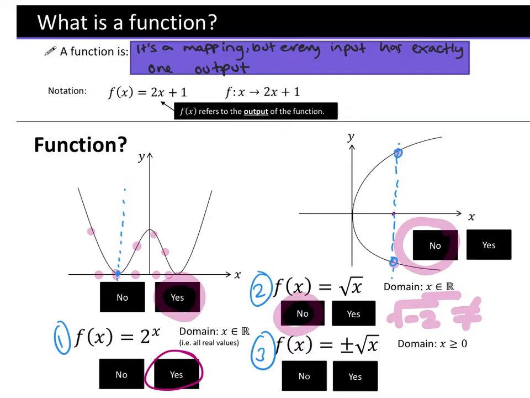Okay, the last one is not a function, because if we did f of 9, for example, and I did plus or minus the square root of 9, I'm going to get plus 3 or minus 3. It gives me 2 outputs. Okay? This is actually a one-to-many function.